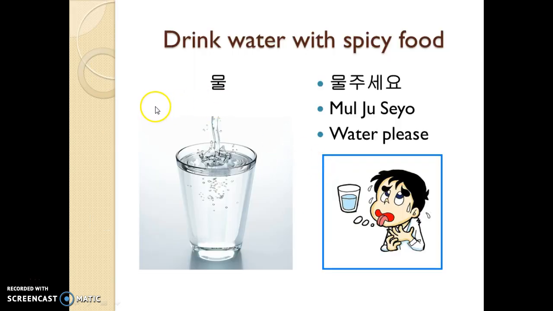If you're eating lots of spicy Korean food, you might want to drink some water, and water is 물. Maybe you're eating your kimchi and bulgogi, and you might even eat oi, cucumber, if it's getting hot. But then finally it's getting too hot. It's very spicy, especially if you're eating some spicy kimchi jjigae, and you need some water. So you say 물 주세요, water please.